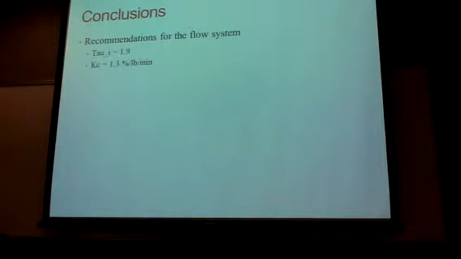And conclusions. Recommendations for the flow system: tau sub I would like to equal 1.9. K of C would like to equal 1.3% pound minute.